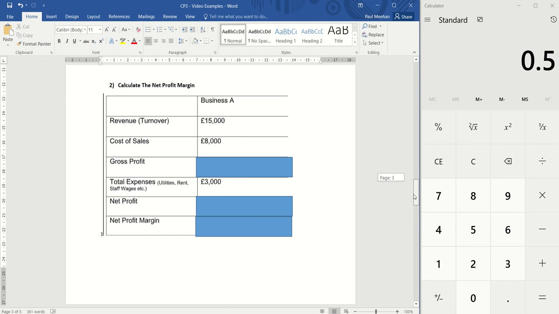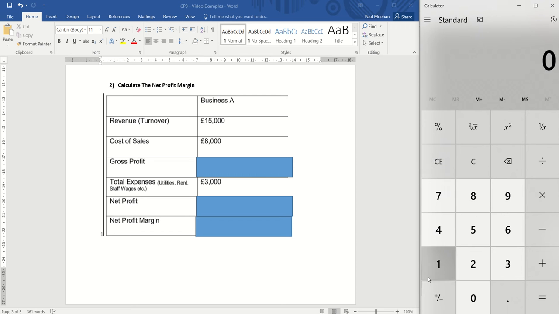To do the net profit margin then, it's very similar. So remember, net profit is gross profit minus all the expenses for the business. So net profit is really what the business is left over with in total. So to do that, again, you just have to work out the gross profit. So 15,000 of turnover minus 8,000 gives me 7,000.